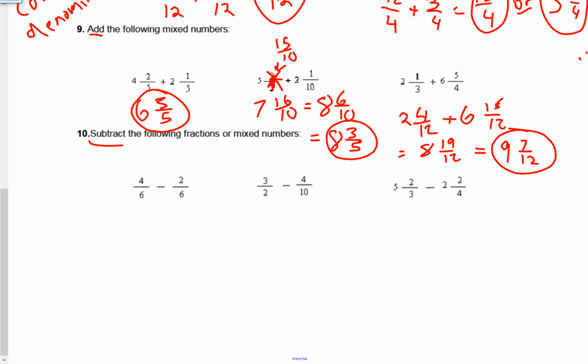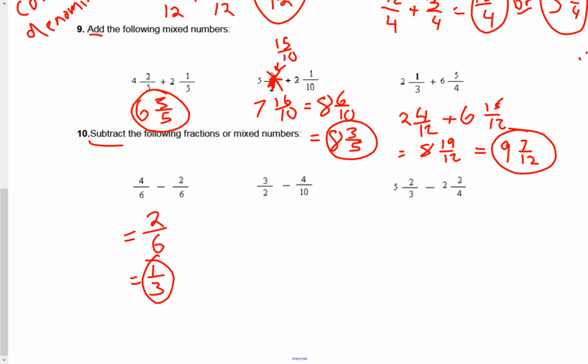So for subtracting, just like adding, we are going to do a common denominator and then subtract across, keeping the same denominator. So for instance, in this first one, they have a common denominator, so it's going to be equal to a denominator of 6 with 4 minus 2 is 2. And that reduces to 1/3.